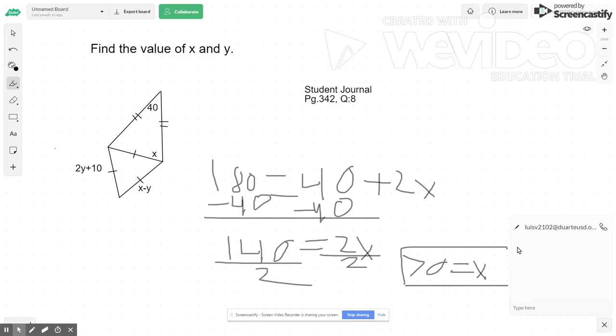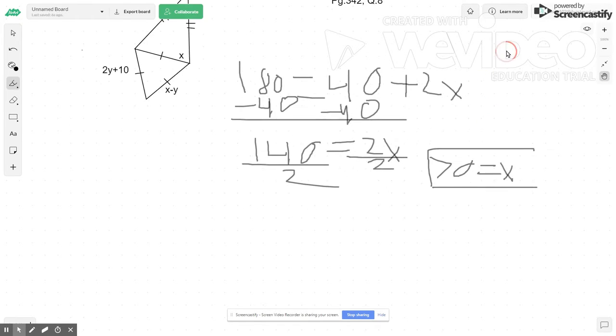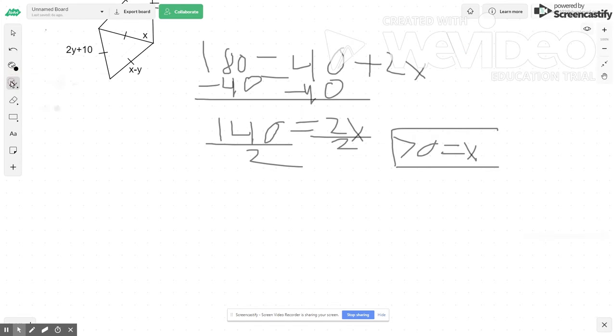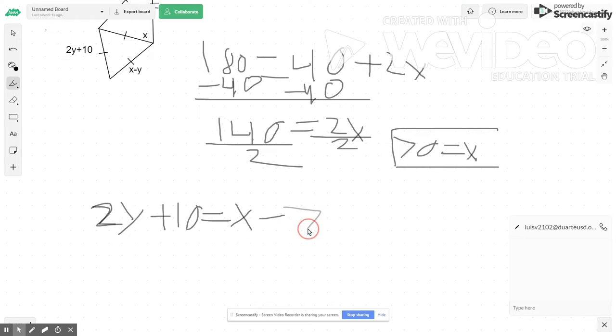So all we need to do now is enter that into the second triangle, which is 2y plus 10, which then equals x minus y. So let me just move this so we can have more space. All right. So now we're gonna write out the equation of 2y plus 10 equals x minus y. So now for x we're gonna substitute 70 since we know x equals 70.